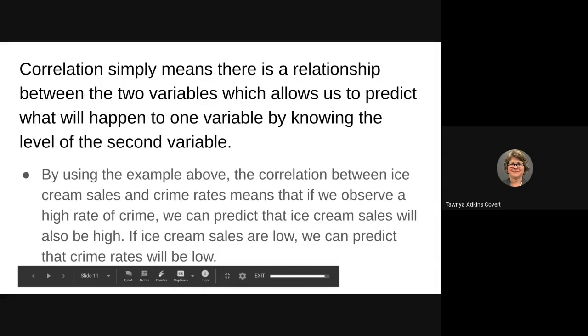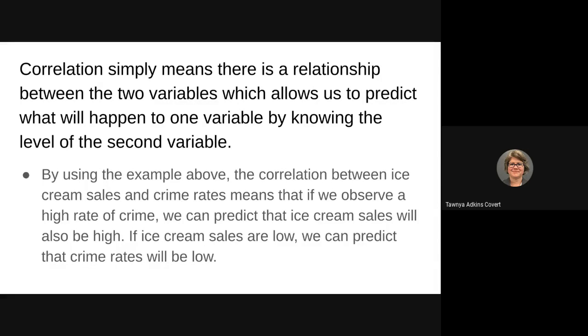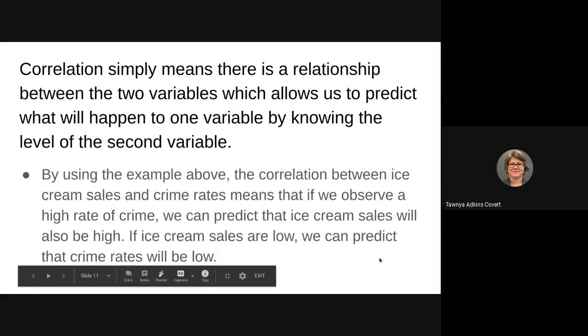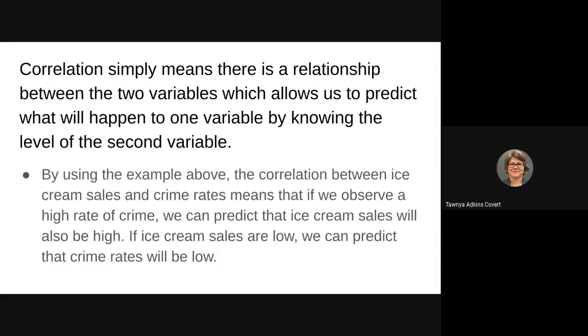Correlation simply means that there's a relationship between the two variables, which allows us to predict what will happen to one variable by knowing the level of a second variable. So, using the example above, the correlation between ice cream sales and crime rates means that if we observe a high crime rate, we can predict that ice cream sales will also be high. If ice cream sales are low, we can predict that crime rates will be low. So, it allows us to make that kind of prediction. And that's what makes it important and makes it powerful.